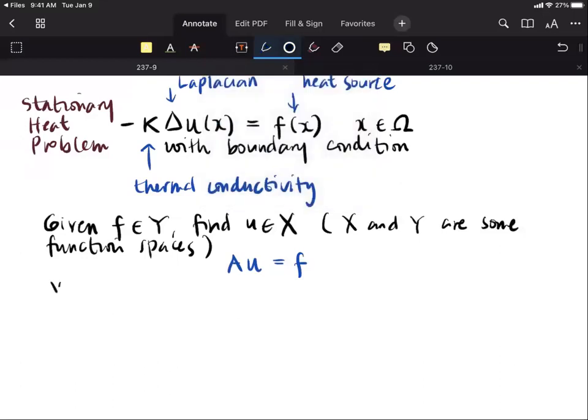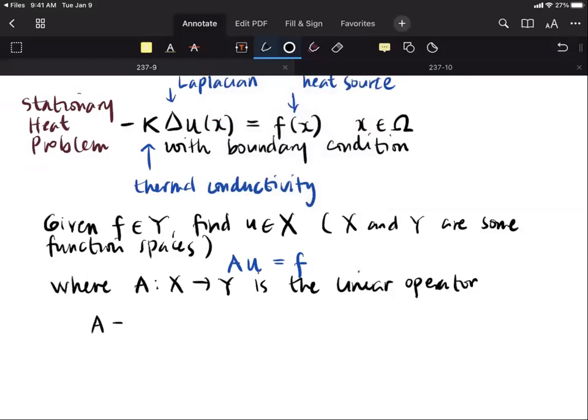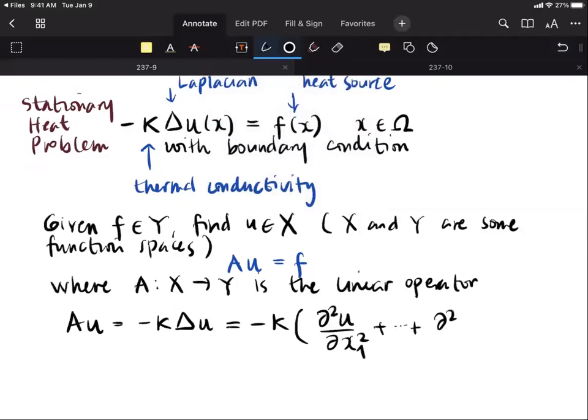where A here is a linear operator from X to Y, defined as follows. So A is negative kappa Laplacian. So AU is negative kappa Laplacian U. And those who are not familiar with the Laplacian, this is just the trace of the Hessian. So this is the sum of the second order partial derivatives, d squared u over d x_n squared.